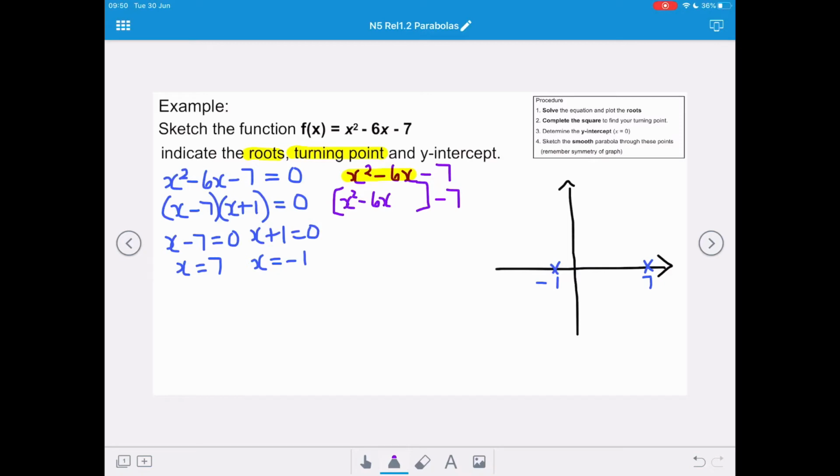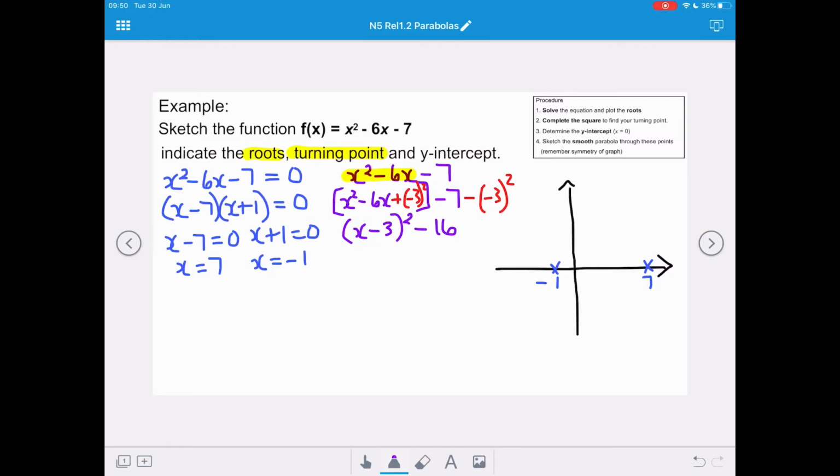We're going to halve the coefficient of x. So minus 6 halved is going to add on negative 3 all squared. And then we need to take away that negative 3 all squared from outside the bracket. So the bracket for our completed square format is going to be (x minus 3) all squared, and minus 7 take away 9 is going to give us minus 16.